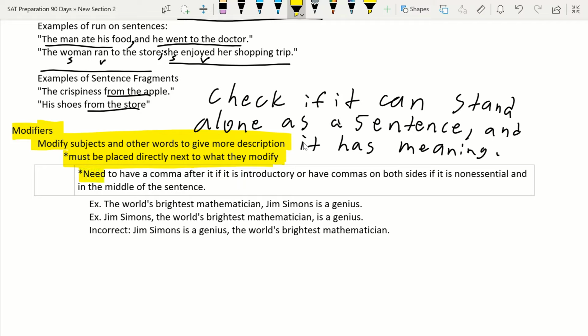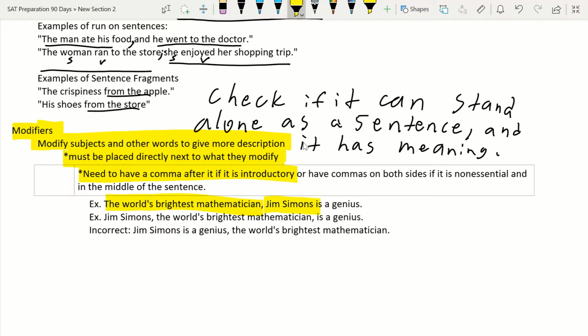So if it's an introductory modifying phrase, it has to have a comma after it if it's introductory. So for example, if we had the world's brightest mathematician, that's an introductory modifying phrase. We're modifying who Jim Simons is.